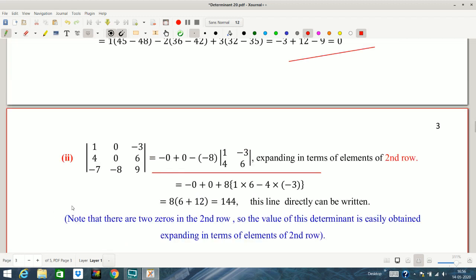And today we stop here. Thank you. In the next class we shall see the definition of minor, cofactor and properties of determinants.